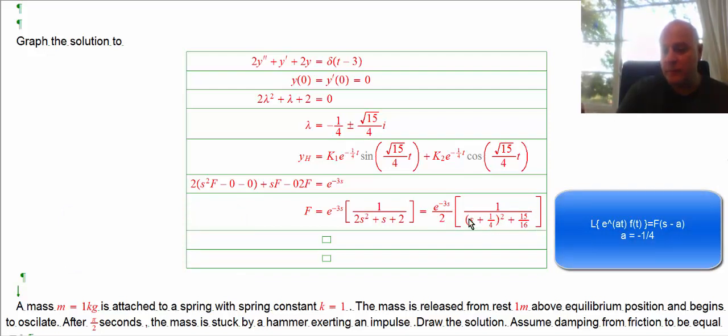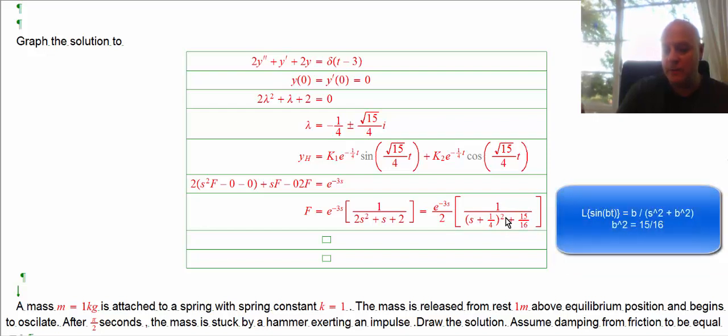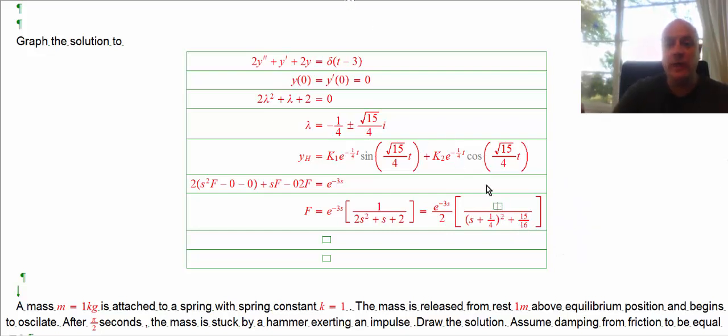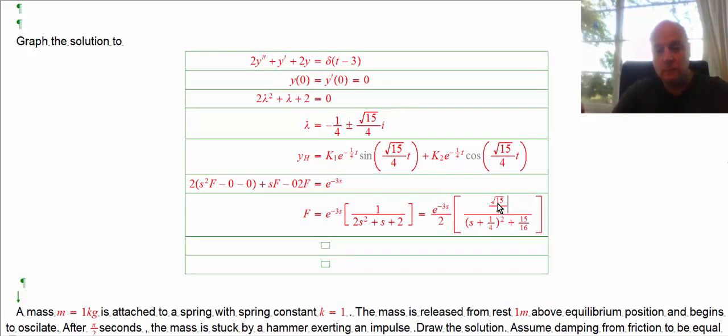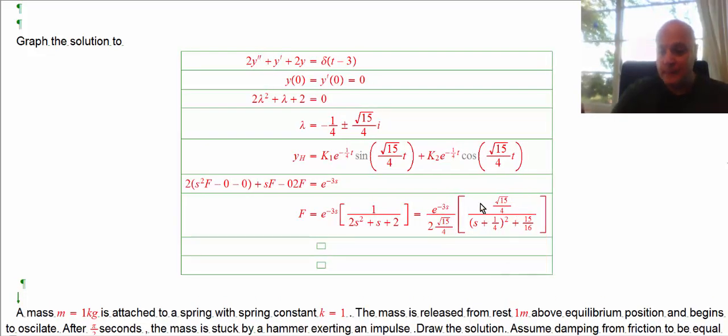So I need to first match this. On the top here, there is no s on the top, so I'm going to unLaplace this with a sine. Instead of a 1 here, I wish this was a root 15 over 4. So I'm going to put 1 there and 1 there to balance. Now this fits into a shifted sine, now I'm going to unLaplace.